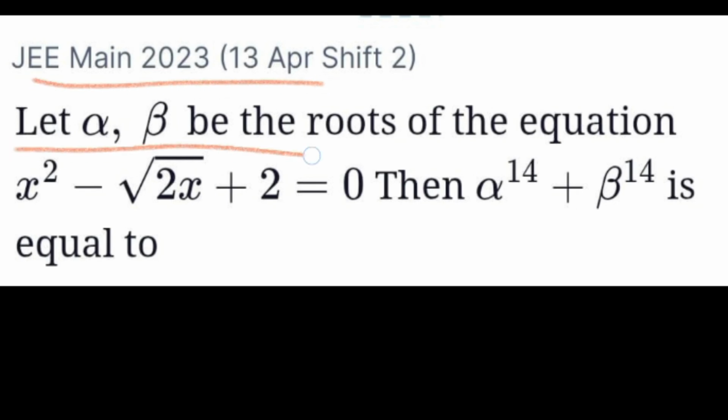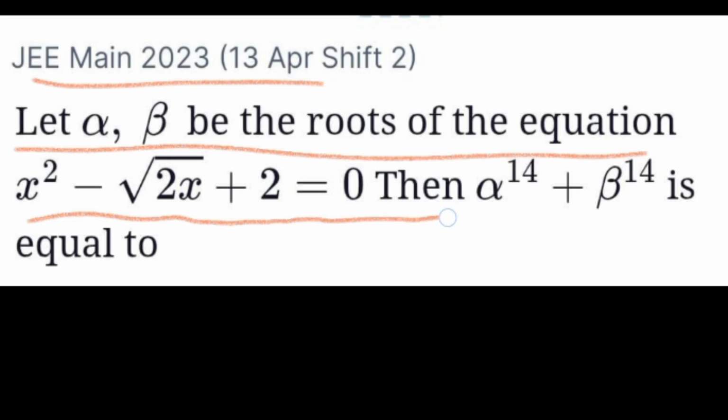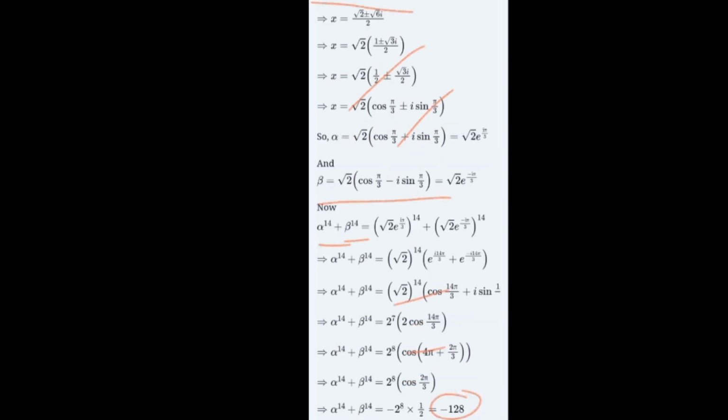Alpha beta roots of the equation x square minus root 2 x plus 2 equal to 0, then alpha power 14 plus beta power 14 is equals to. So convert to the polar form, then substitute and simplify alpha power 14 plus beta power 14. So the answer is minus 128. So this is the same model.